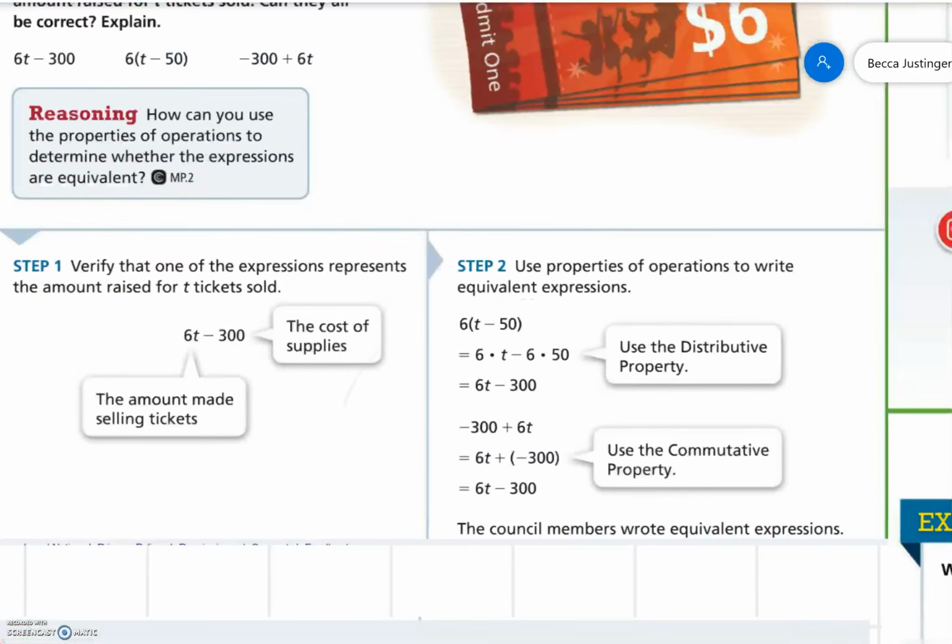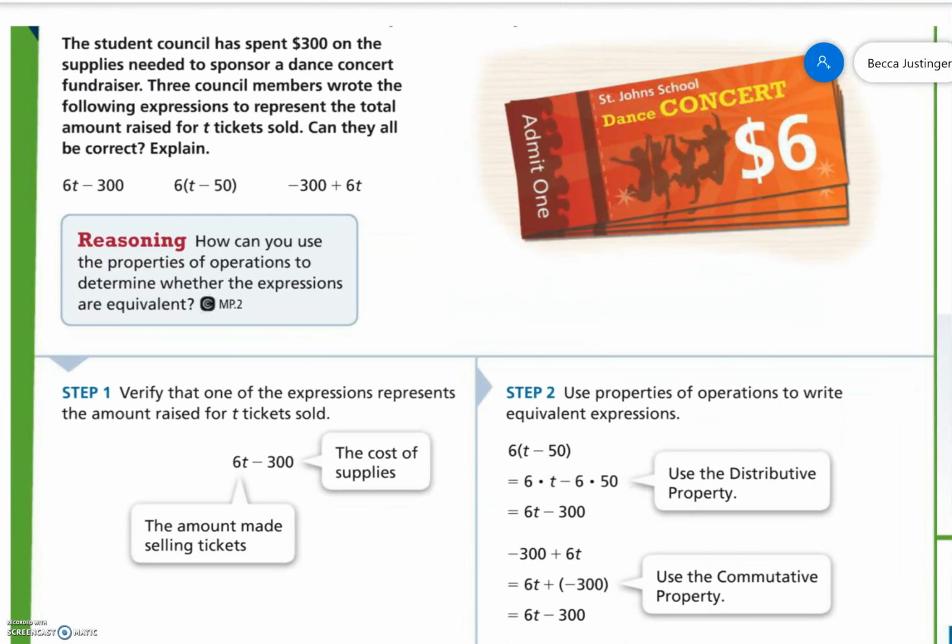All right, example number 1. The student council has spent $300 on the supplies needed to sponsor a dance concert fundraiser. 3 council members wrote the following expressions to represent the total amount raised for tea tickets sold. Can they all be correct? Explain. Step 1, verify that one of the expressions represents the amount raised for tea tickets sold.